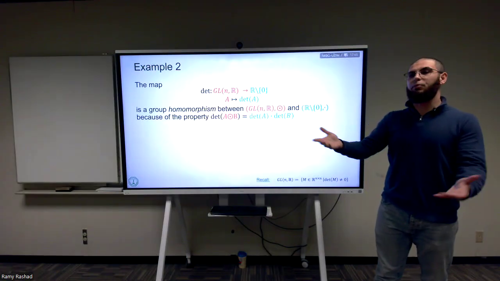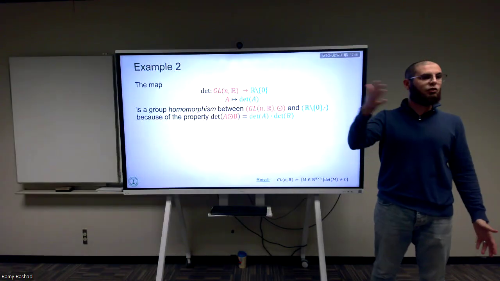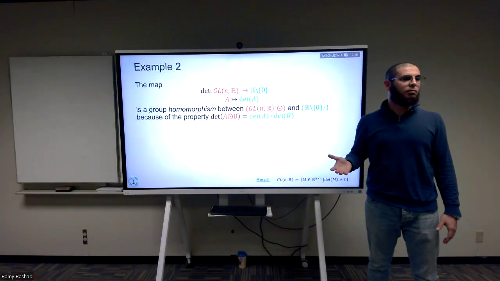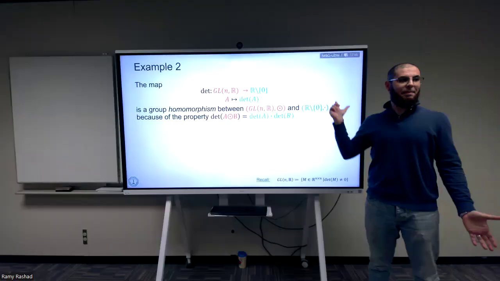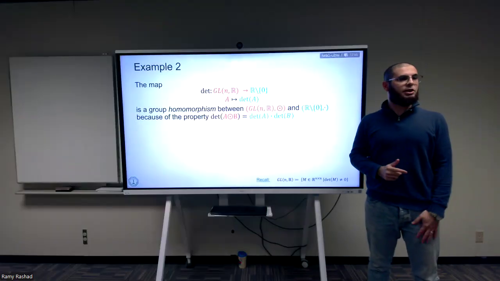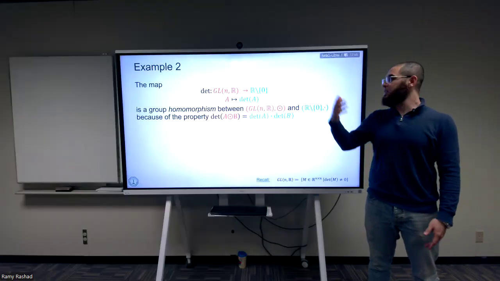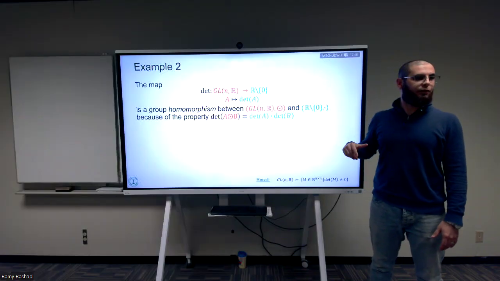If I tell you I have the number 1, what's the matrix that corresponds to the number 1? There can be many matrices. So that's an argument that the map is not bijective. And thus it's not a group isomorphism.